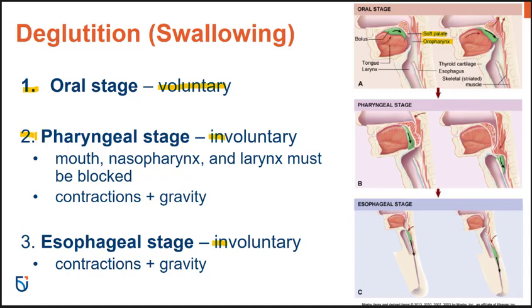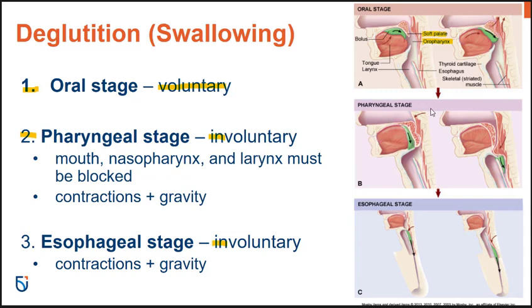To propel food from your pharynx into your esophagus, the pharyngeal stage, 3 openings must be blocked: the mouth, the nasopharynx, and the larynx. Let's look at each for a moment. The mouth. We have to close off the mouth so that food moves where we want it to go, which is away from the oral cavity. And so you can see the mouth closed off here.